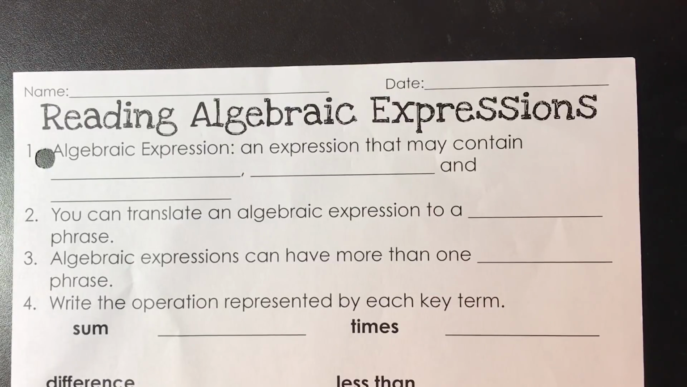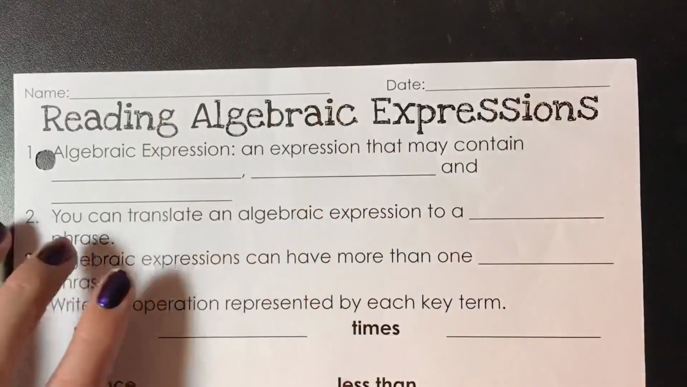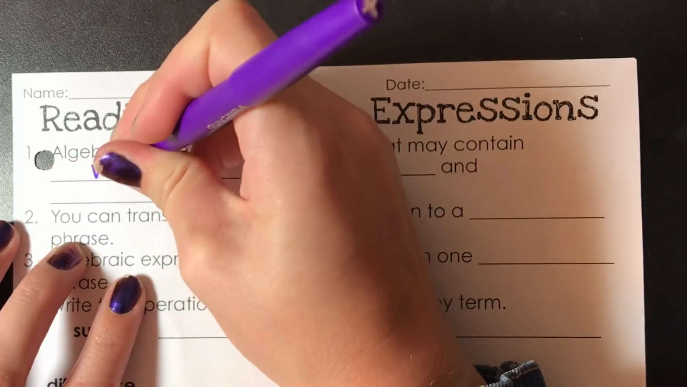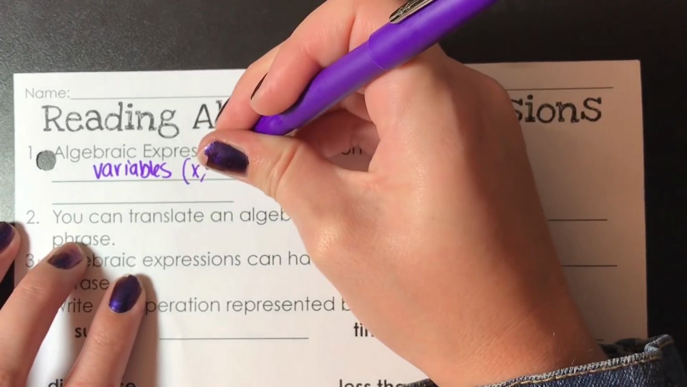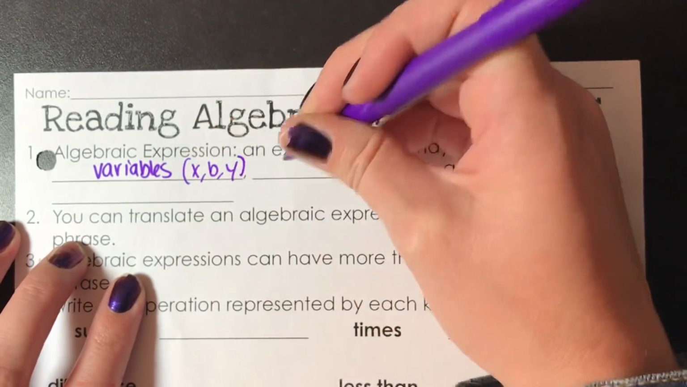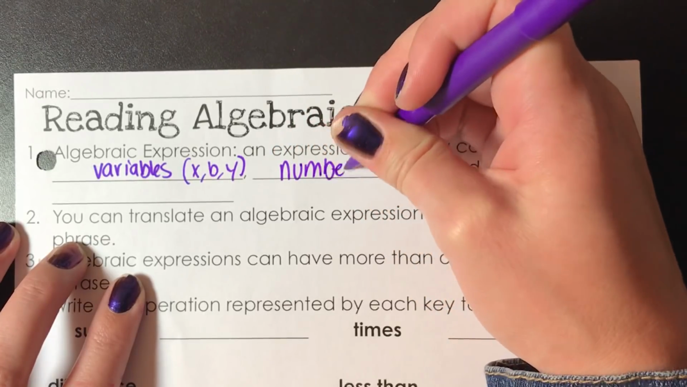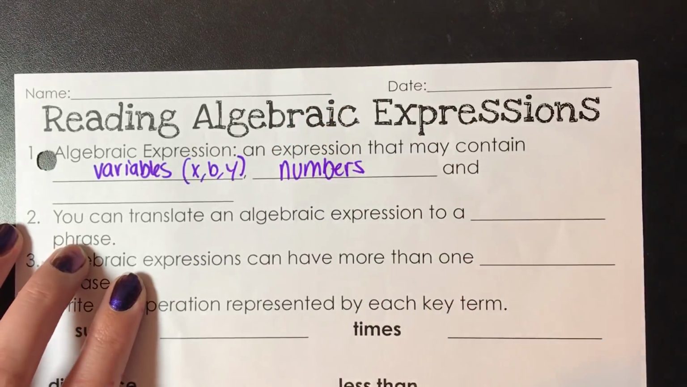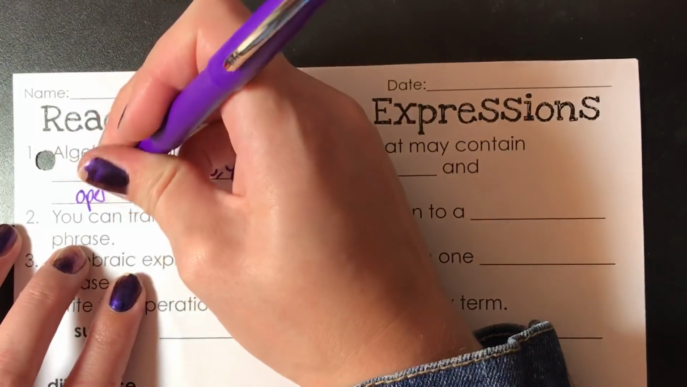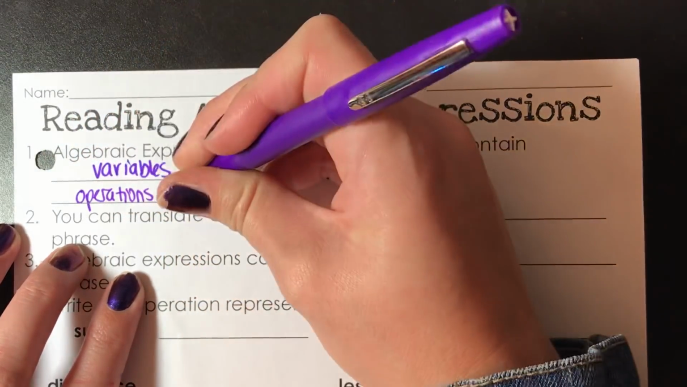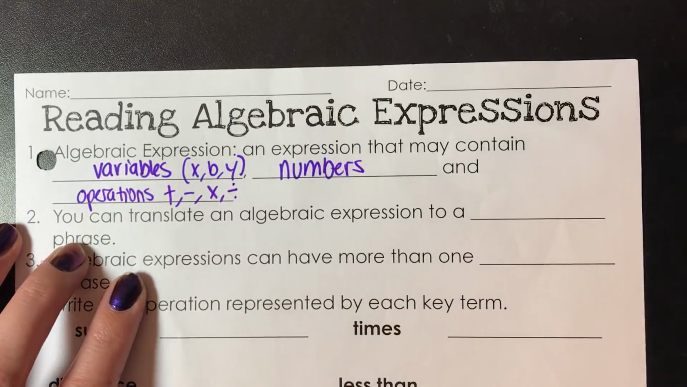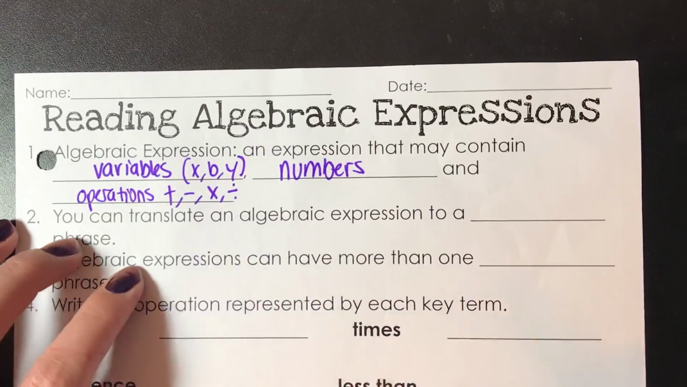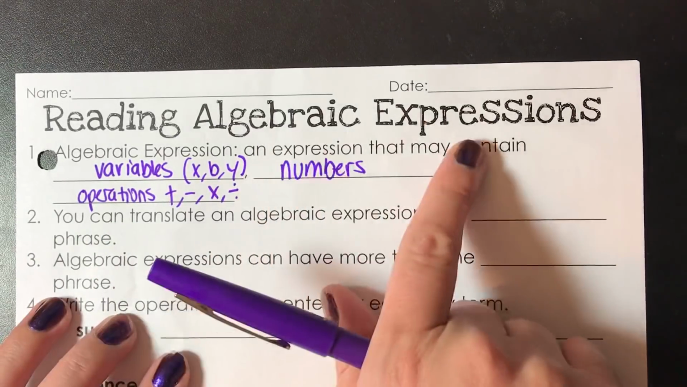Hello, 6th grade. Last lesson we talked about algebraic expressions, how they have three things. They have variables, which are letters that represent numbers like x, b, y. They have numbers. Well, I would surely hope so in math. You definitely need some of those. And last but not least, they also have operations, including adding, subtracting, multiplying, or dividing. When you have all three of these components in a number sentence, you have an algebraic expression.